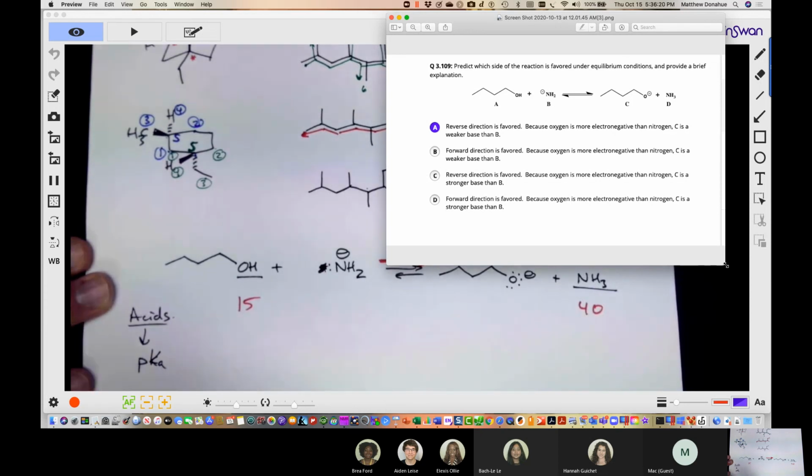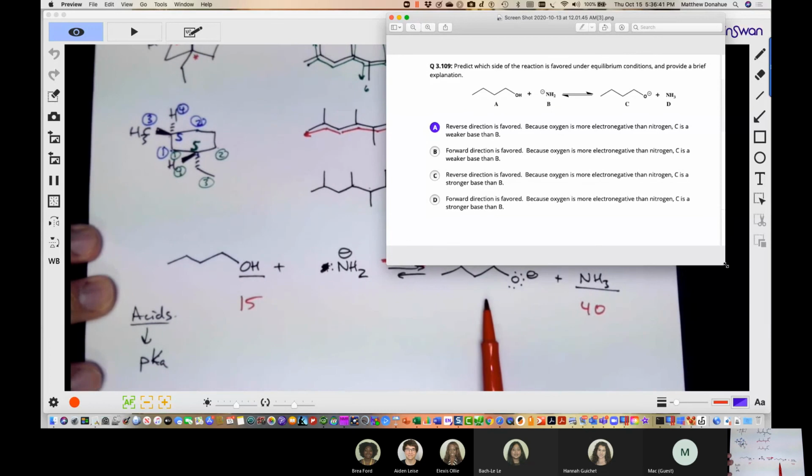And then you just use your logic. Oxygen is more electronegative than nitrogen. That is true. So at that point, you can't eliminate B or D because they both have the same wording. What you do eliminate then, it says C is a weaker base than B. Yes. This is component C. This is the weaker side. This is the weaker base than this.